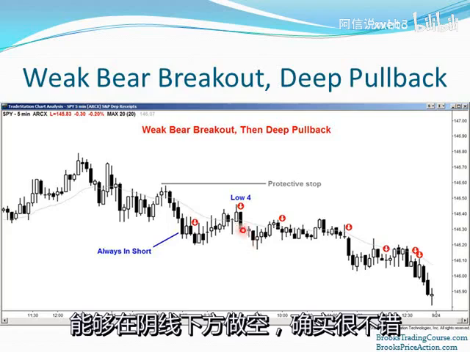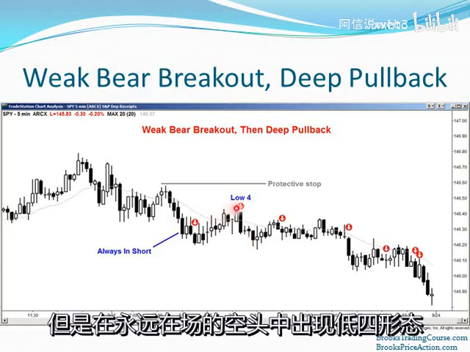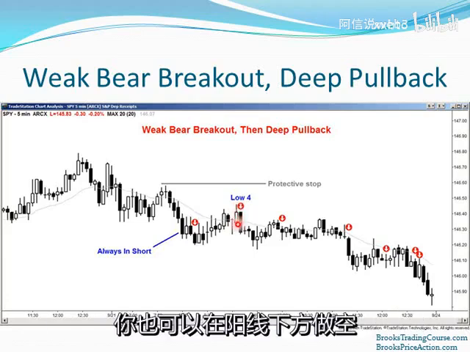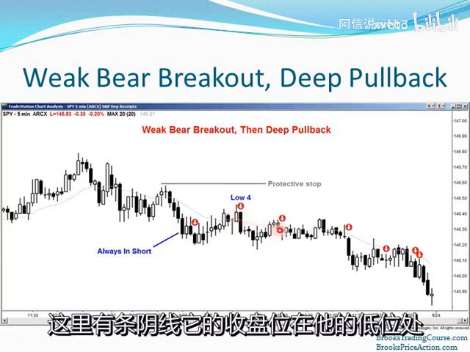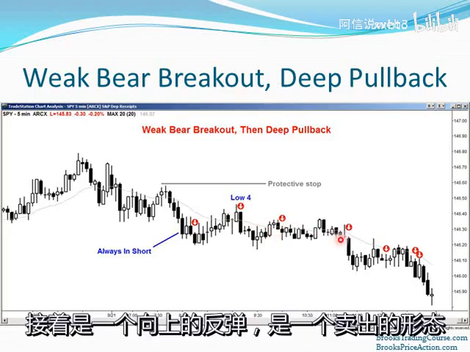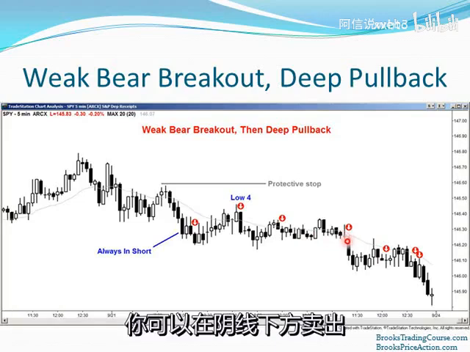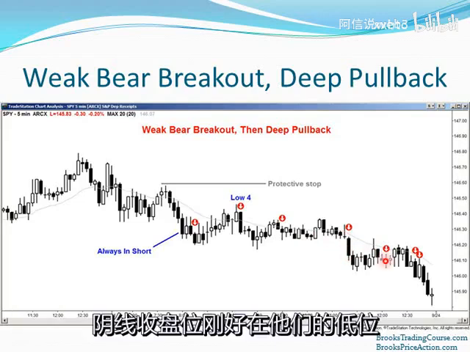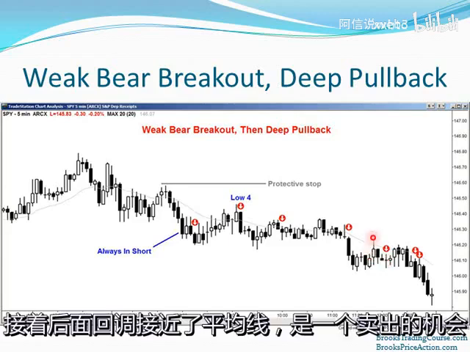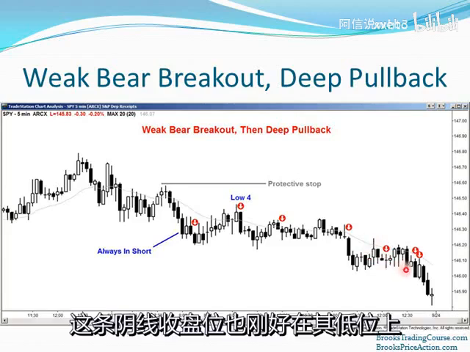And it's better to short below bear bars, but when you have a low 4 setup in an always in short market, you can short below a bull bar here. Here we got a bear bar closing on its low after a little rally. It's a sell. Here we have a couple bear bars, and we have a doji bar here. You can sell below these bear bars, another breakout. Bear bar closing on its low after a pullback to the moving average, it's a short.